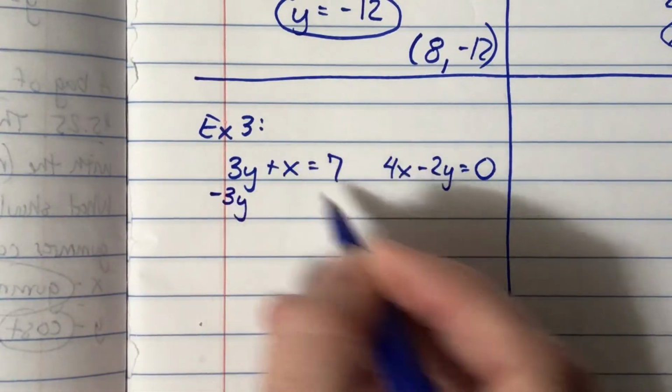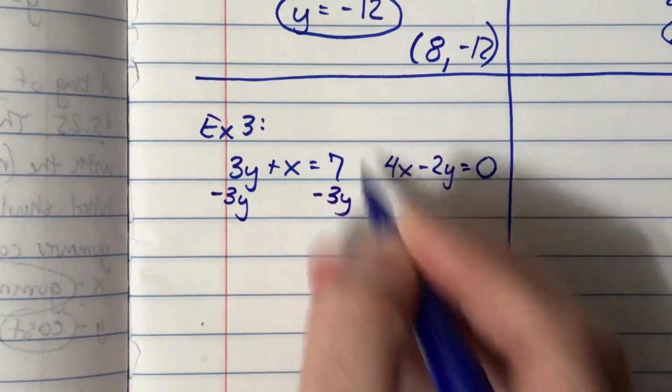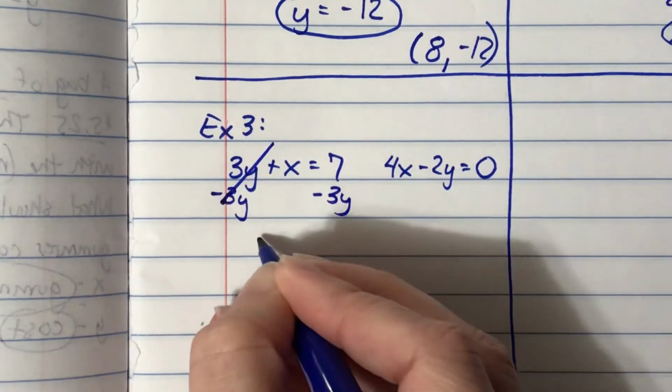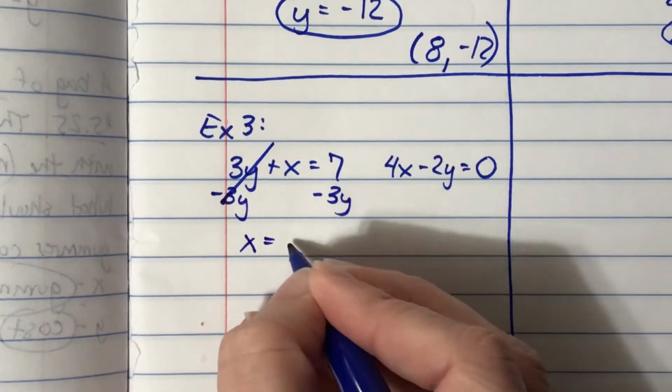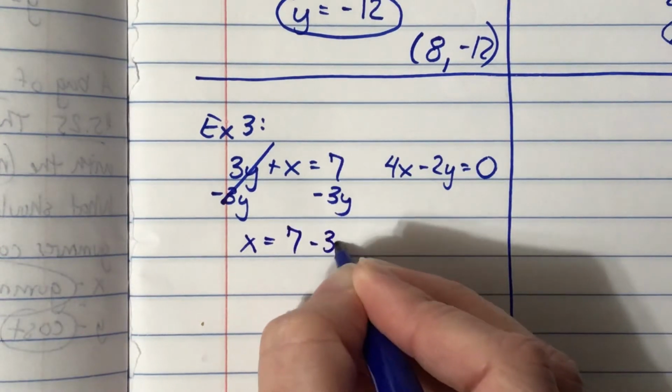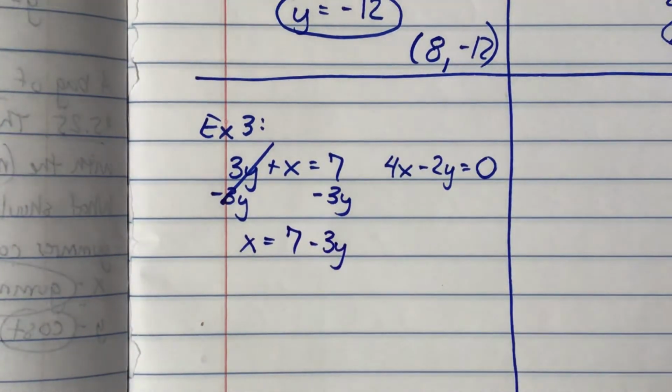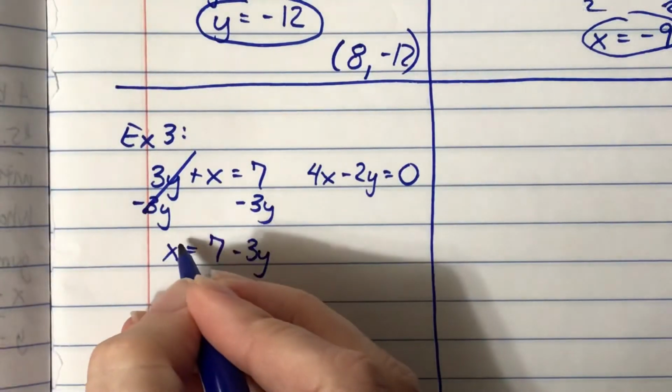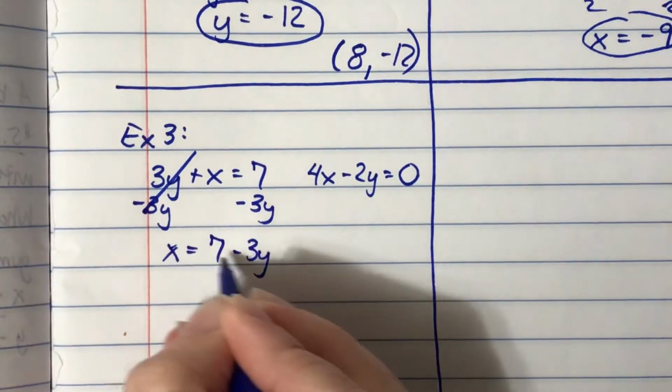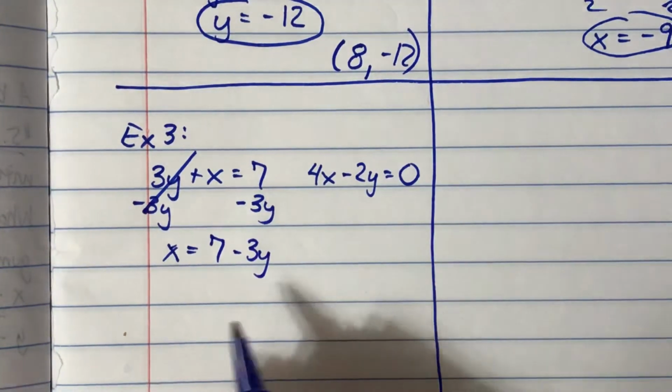So if you'll look for the single variable, that will probably make your life a lot easier. So I'm going to get rid of the 3y on this side, move it to the other side. That's gone. So now I get x by itself. So x is equal to 7 minus 3y is what we get. And so now I do know what x is equal to, right? It's x is equal to 7 minus 3y. So I'm going to use my first substitution step.